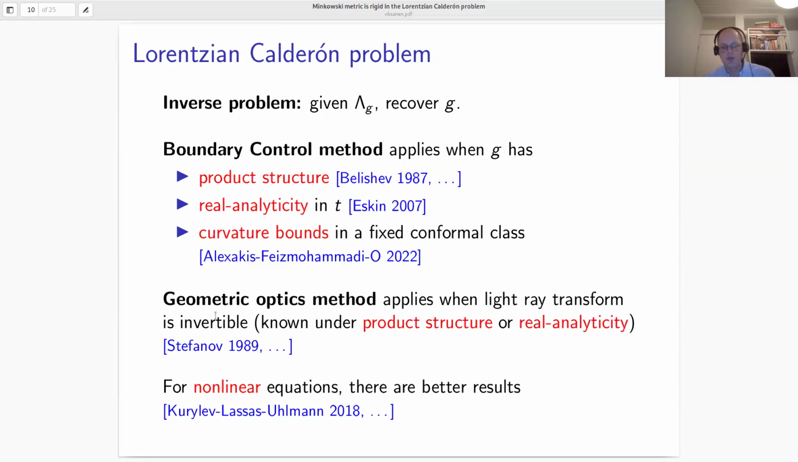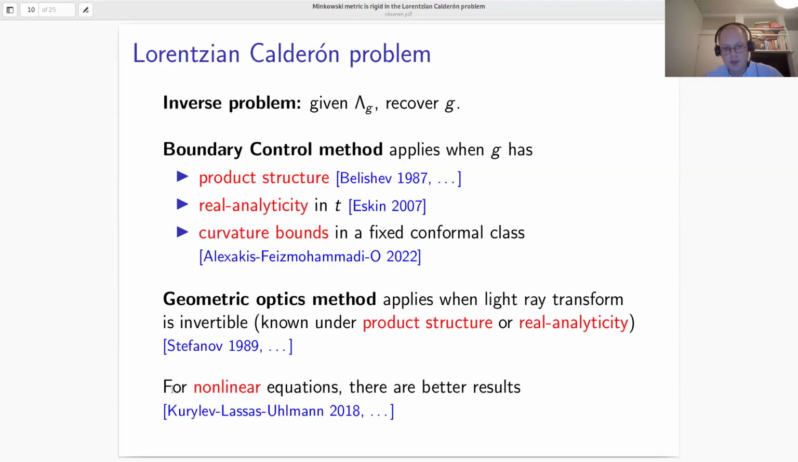You can attack these problems in a fixed conformal class also using geometric optics. That's also quite classical. So it goes back to Stefanov in the Minkowski case, but that technique gives a reduction to inversion of the so-called light ray transform, which is integrating over light rays, and that transform is not known to be invertible except in certain spaces that have some real analytic features, very similar to these first two points, the boundary control.